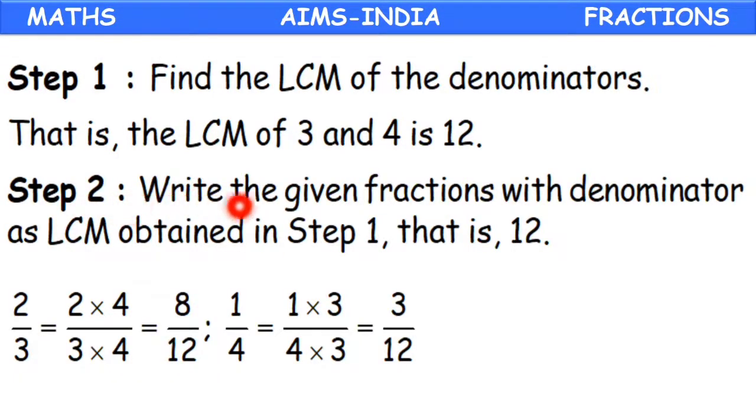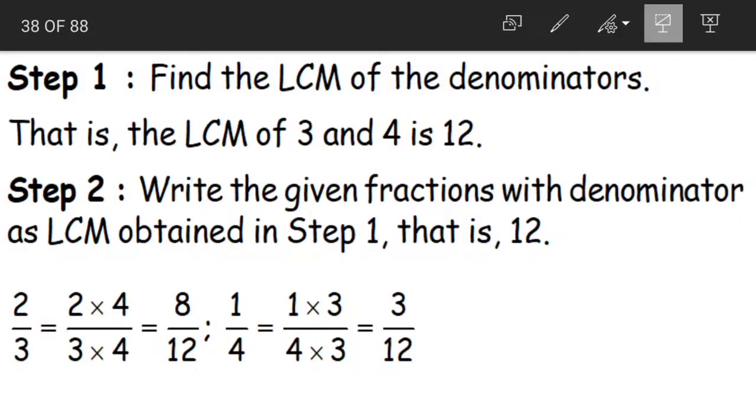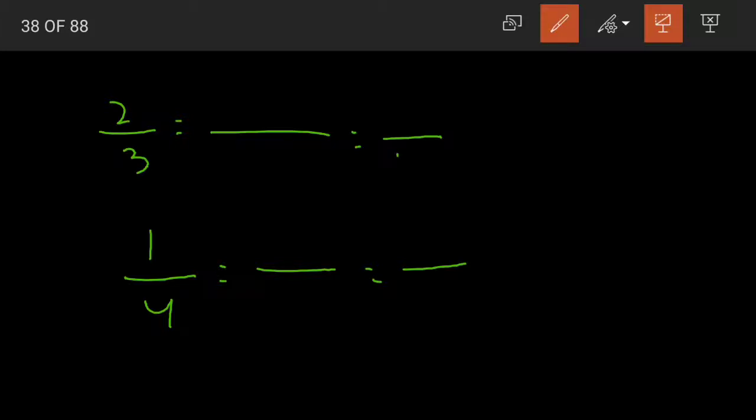Now next step would be to write the given fractions with the denominator as the LCM obtained in step 1. What do we have? 2 by 3 and 1 by 4, right? Yes. What should we do now to convert them into like fractions? They both should have the same denominator, right? So what should be the denominator? It would be their LCM. The LCM will be their common denominator.